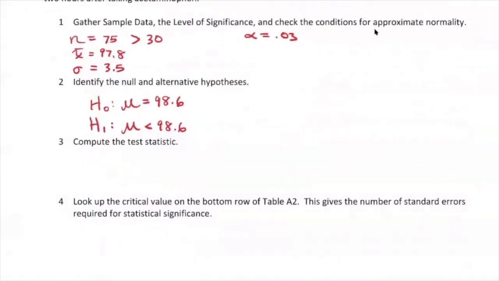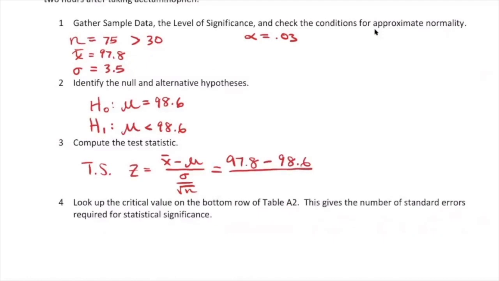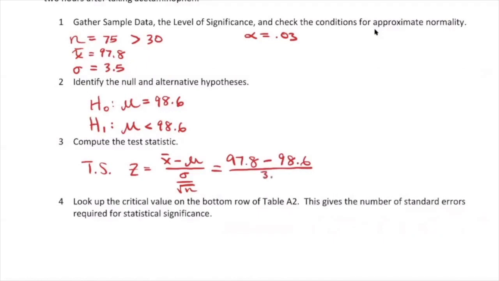Okay, test statistic. This is the Z test statistic. Z is x bar minus mu over the population standard deviation, which we're assuming is known, divided by the square root of the sample size. So x bar was 97.8. The mean is assumed to be 98.6, that's what people have always said. And then over sigma, 3.5, divided by the square root of n, which is 75. So see if you can get what I get. It'll be negative this time, it's a left-tailed test.